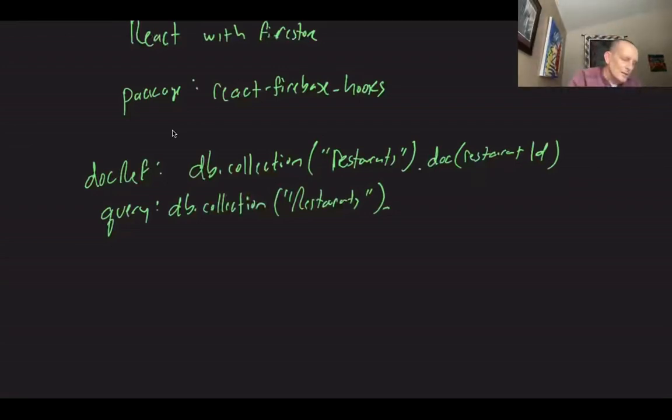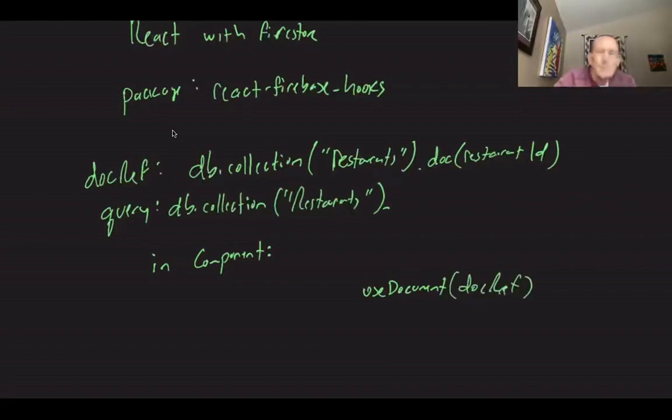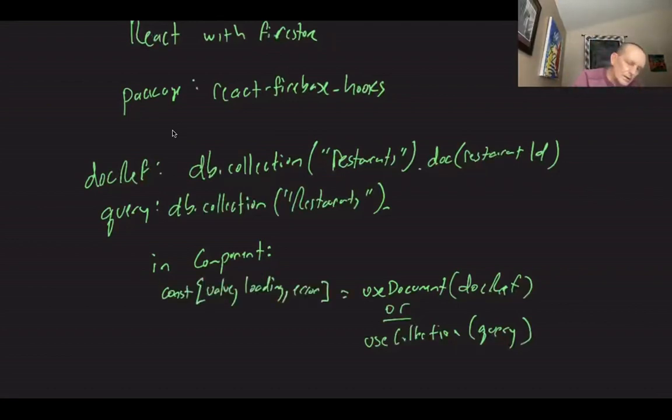What we can do then is, in a component, we can call use document or use collection. So use document and pass in a document reference, or use collection and pass in a query. When we do that, we get back a triplet. This is for either use collection or use document. We get the triplet, which consists of value, loading, and error.